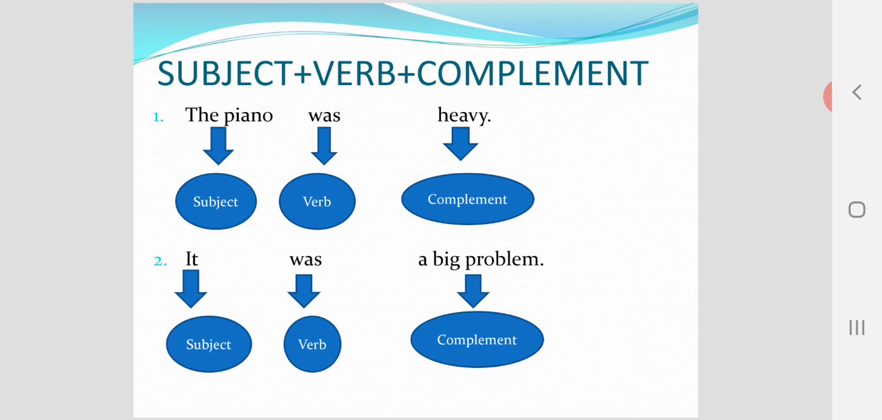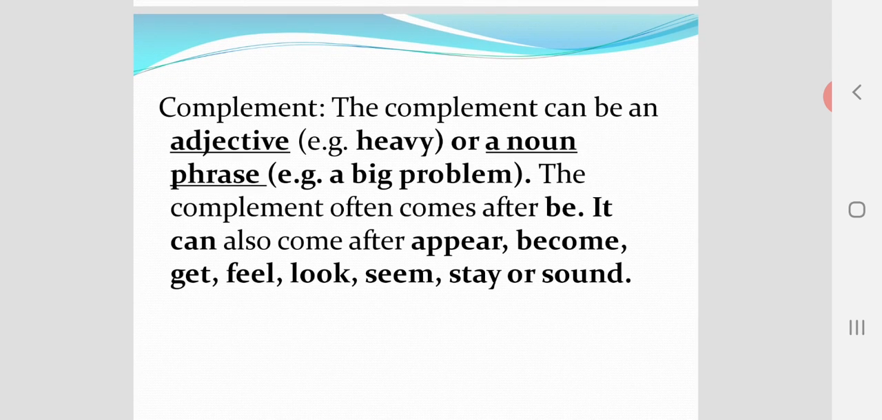It was a big problem. It's subject, verb is was and a big problem is complement. It's a noun phrase. Big is adjective, problem is noun, so it's a noun phrase. It's complement. So complement can be adjective, for example heavy, or it can be a noun phrase, that is a big problem. The complement often comes after be, means present form of be is am/are or past form of be was or were. It can also come after appear, become, get, feel, look, seem, stay or sound.